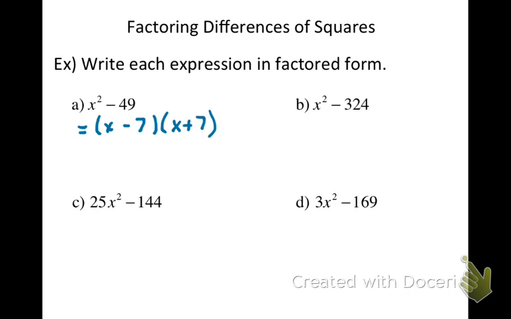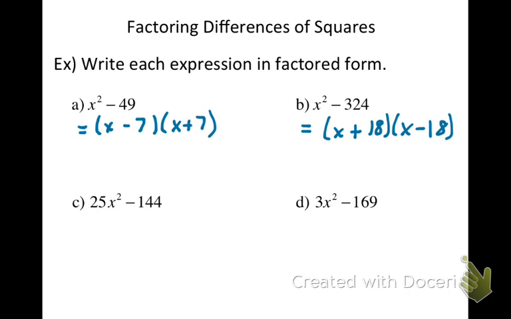Feel free to multiply those two binomials to make sure that you got the same thing. But hopefully you notice you would get a positive 7x when you multiply these outer terms, a negative 7x when you multiply the inner terms. So they would cancel, and you'd be left with the x times x and the negative 49. Real simple, right? So here, for x squared minus 324, what's the square root of x squared? Well, that's x. What's the square root of 324? That's 18. And so this time I'll put x plus 18 and then x minus 18.